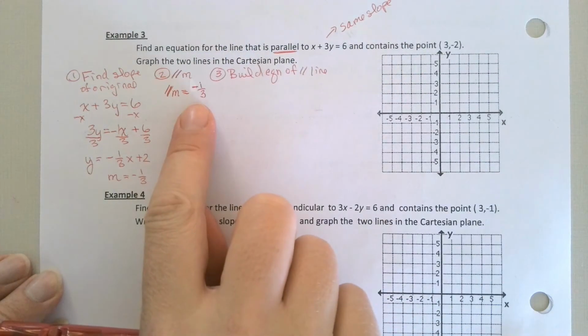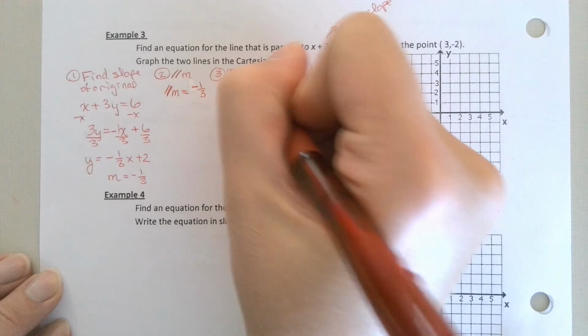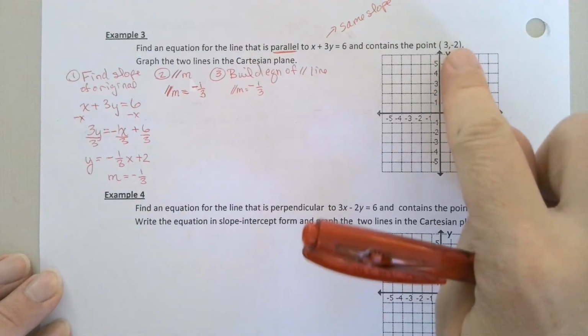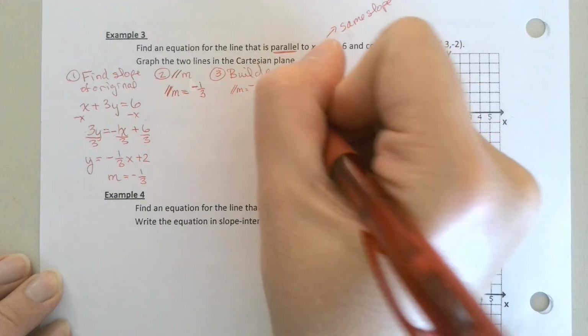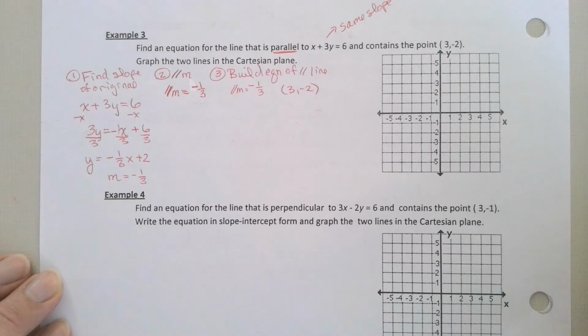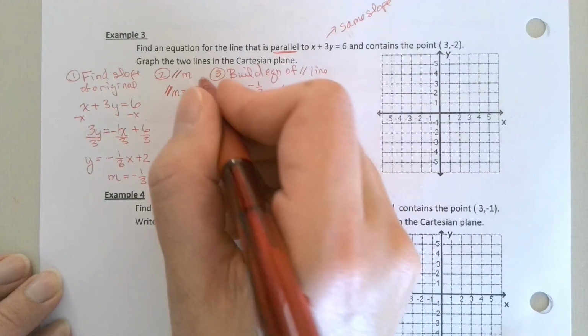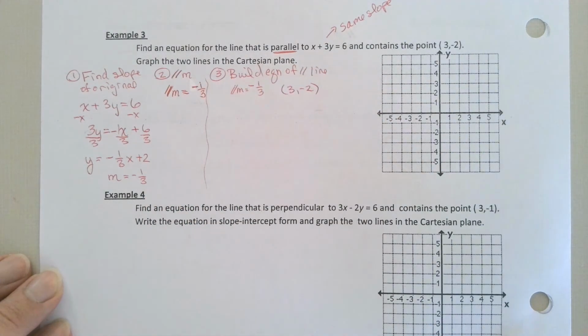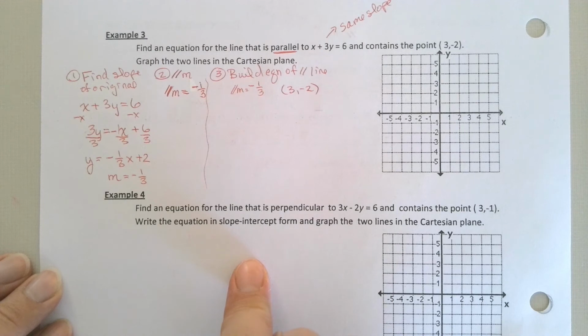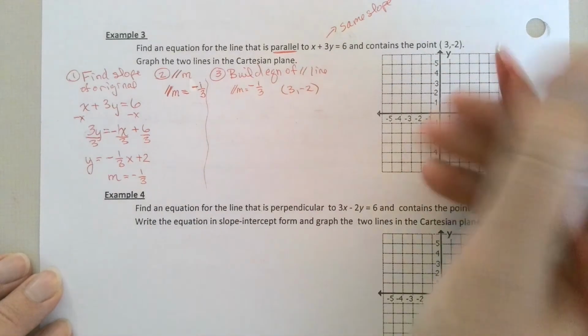I now have my slope, which is negative 1/3 for my parallel line, and I have the ordered pair of 3, negative 2. So you get to choose at this point how you want to build your line. Do you want to use point slope or slope intercept? For this example, I'm going to go ahead and use point slope. In the next example, I'll use slope intercept. But you can use either one, we'll get the same answers.